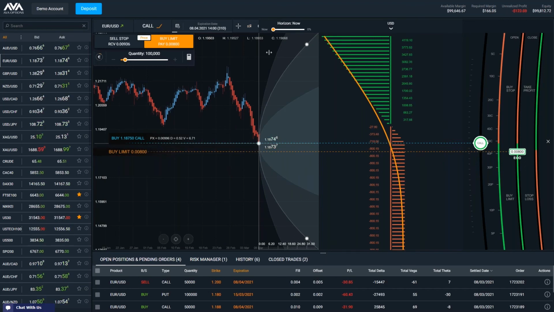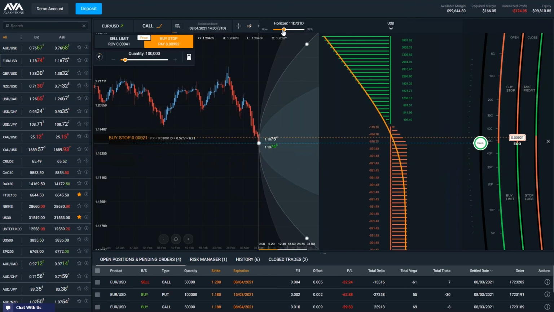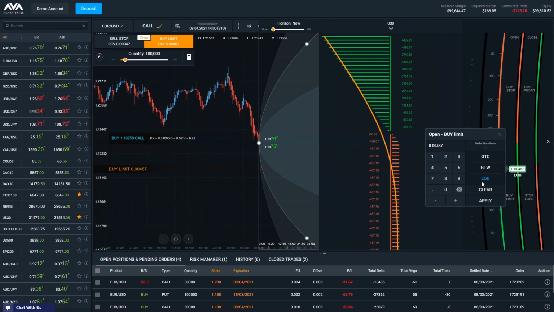Now, as time goes by, the time value of the option is going to be lower, and you can see that the order level is going to change as time goes by. We have a few things going on the screen at once, so it's a little harder to see, but you can play with that right here.